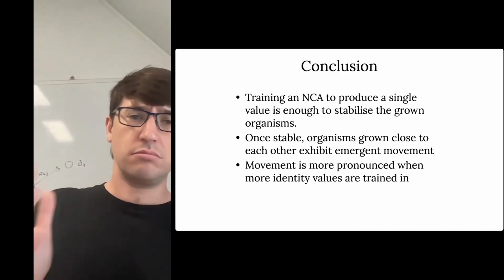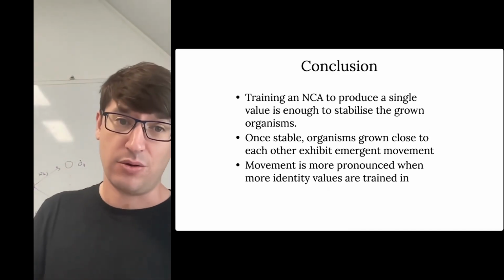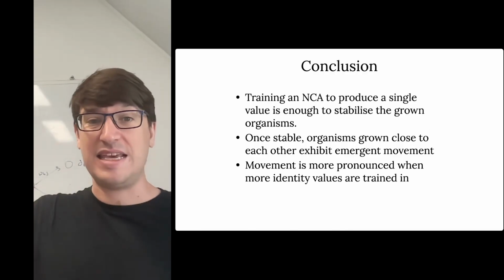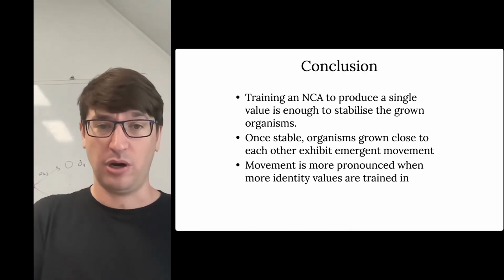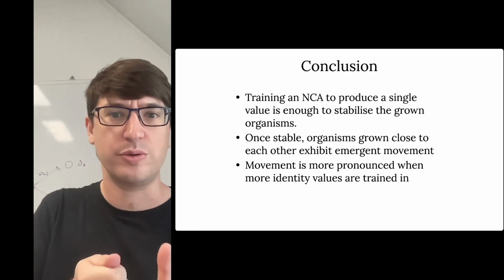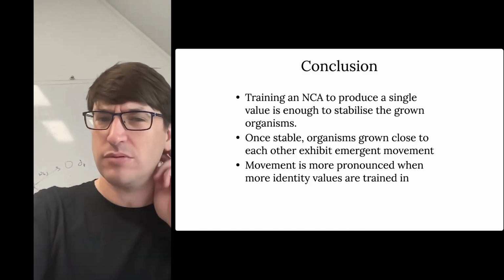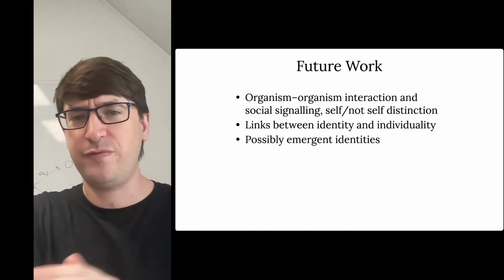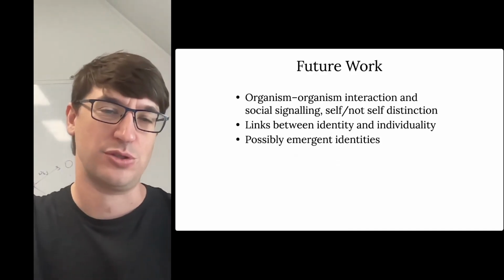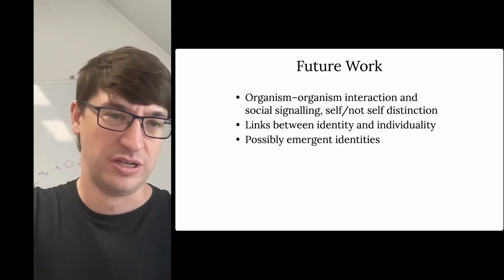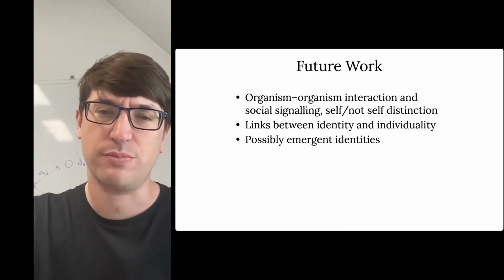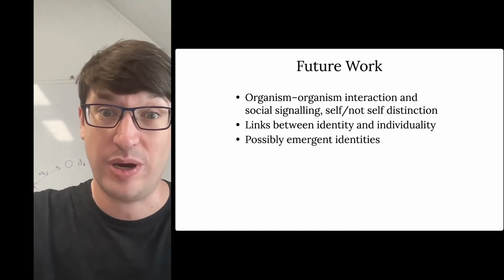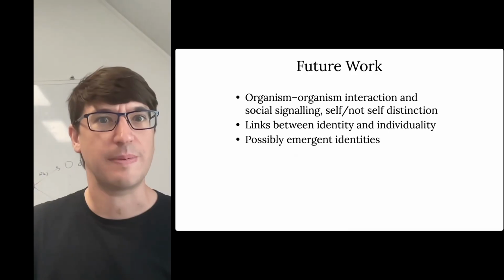So to conclude, we can stabilize NCA organisms by just asking them to remember a number. When we do that, we can then see emergent behavior when we put them close to each other and we train them, we grow them close to each other. And this seems to be more pronounced when more identity values are there, although we're not entirely sure why. Future work: still trying to get social signaling to work, organism to organism interaction, and possibly some look at the links between identity and individuality from an information theoretic perspective.